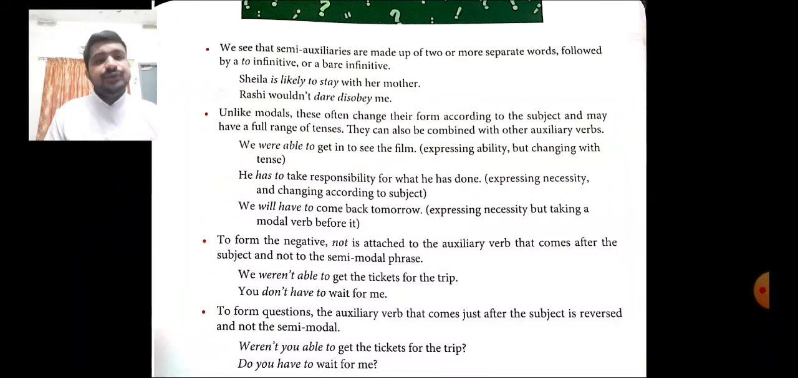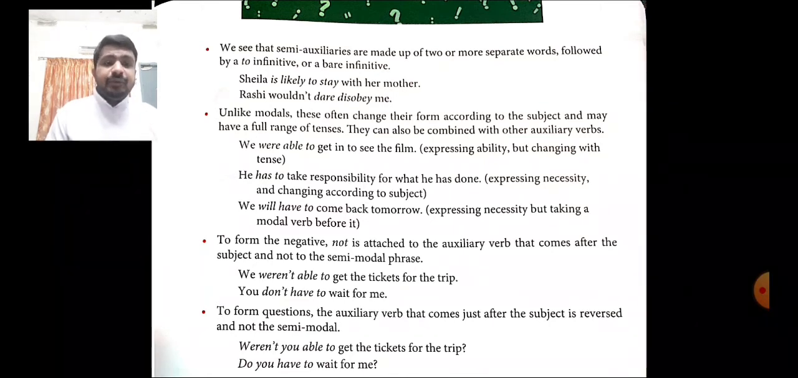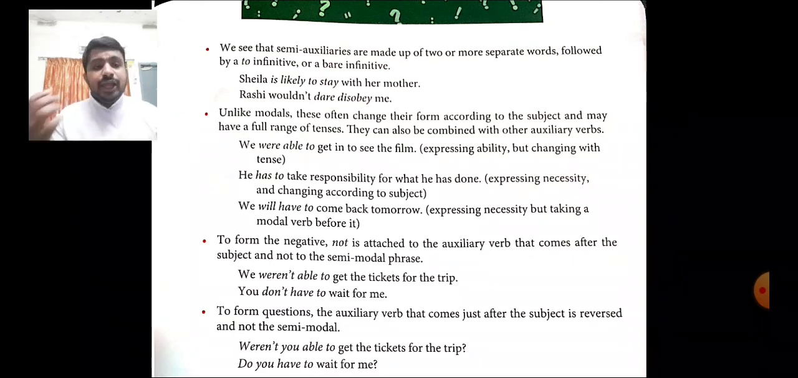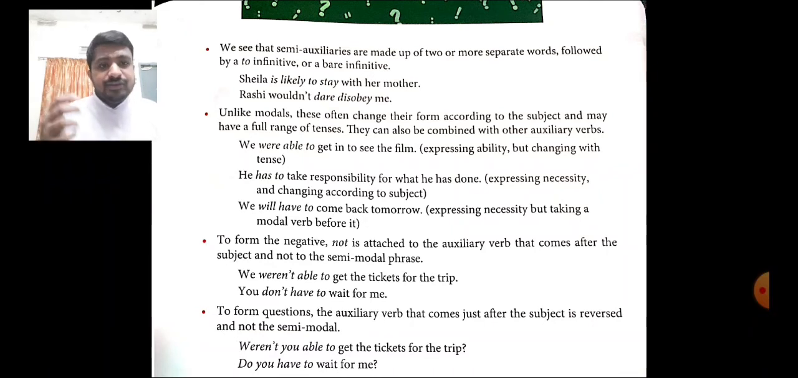Now, to form the negative, not is attached to the auxiliary verb that comes after the subject and not to the semi-modal phrase. So after the subject, whichever auxiliary verb comes, there the not is used in the negative sentence. For example, we were not able to get the tickets for the trip. We never say we were able not to get the tickets. We use we weren't able to get, or you don't have to wait for me. There also, not is used after the first auxiliary verb.